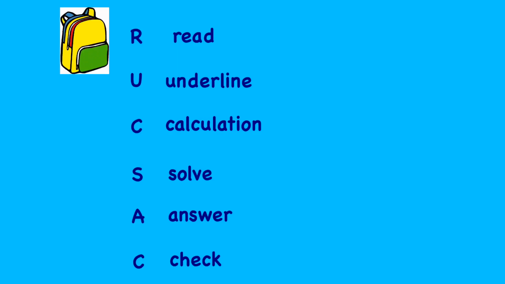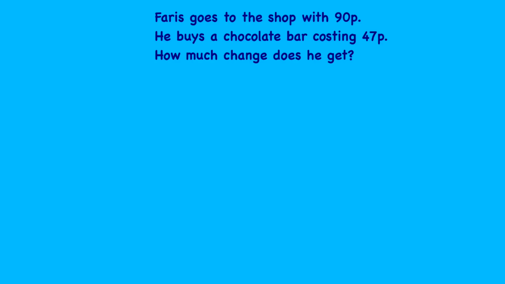So we always use our rucksack for word problems. RUCSAC: read, underline, calculation, solve, answer, check. Let's try a word problem using rucksack. Faris goes to the shop with 90p. He buys a chocolate bar costing 47p. How much change does he get?